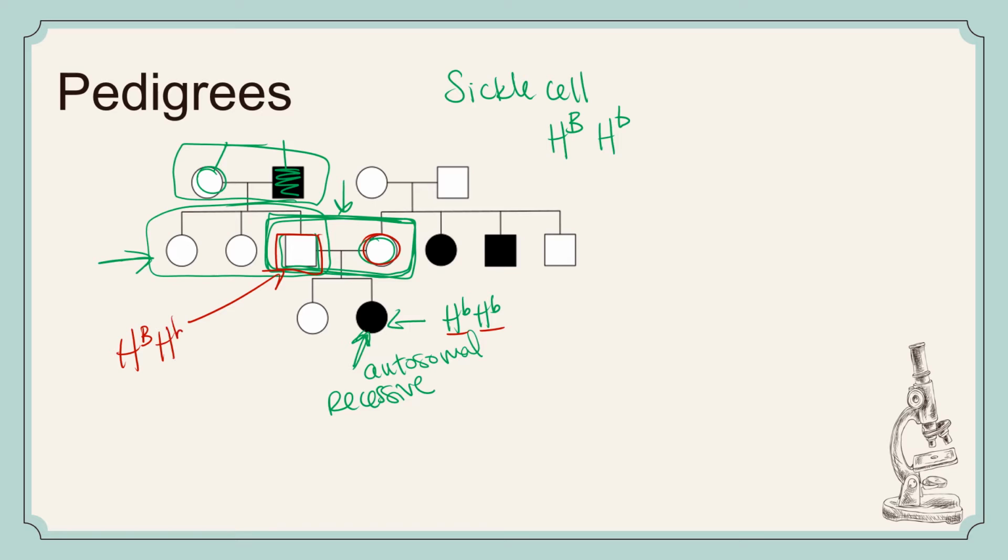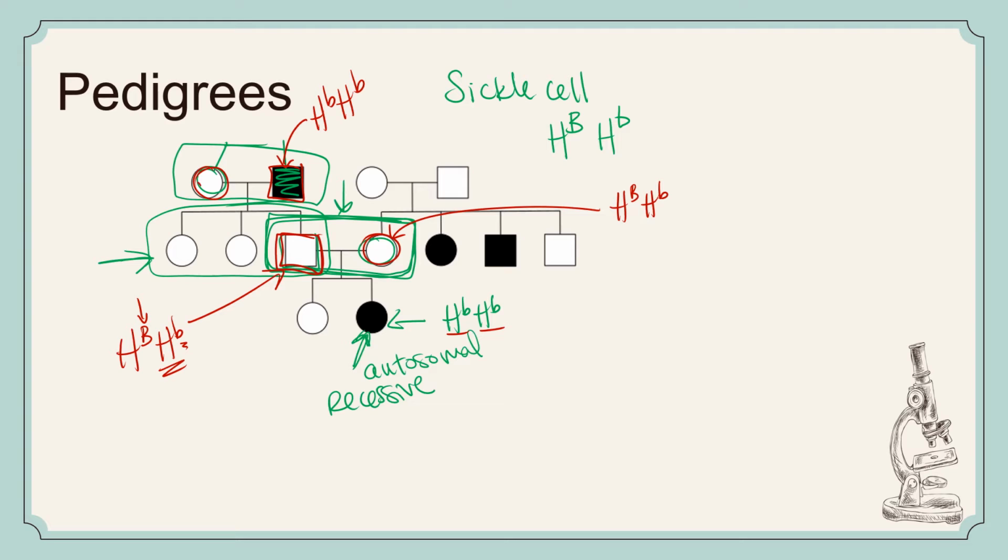So they must have one of those dominant alleles that masks that recessive sickle cell allele. This individual is also H big B, H little b. Where did this individual get that H little b? From this parent. This one must be homozygous recessive also in order to have that sickle cell trait.